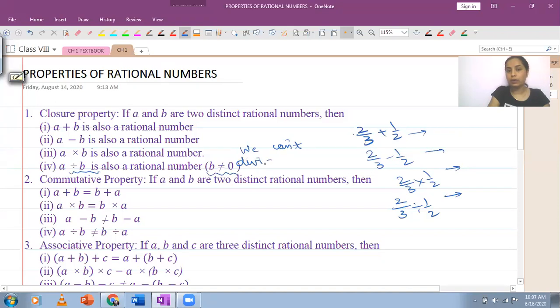This is why I have written this. We cannot divide by 0. 0 से हम division कर नहीं सकते. अगर इसके अलावा division by 0 अगर हम नहीं लेते, हम बाकी सारी divisions consider करें, तो in case of rational numbers, when you divide two values, the answer will always be a rational number.